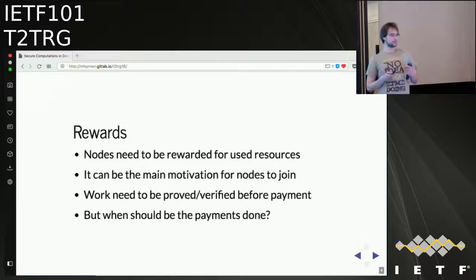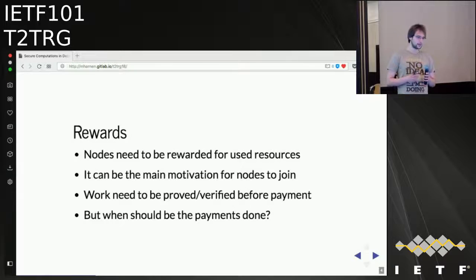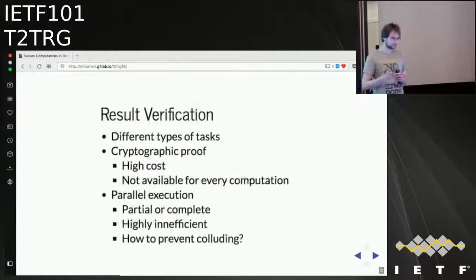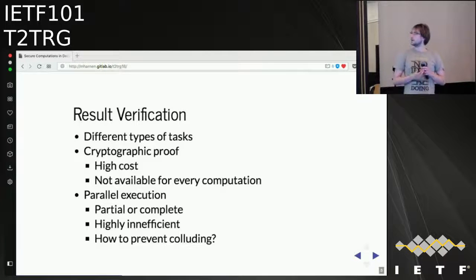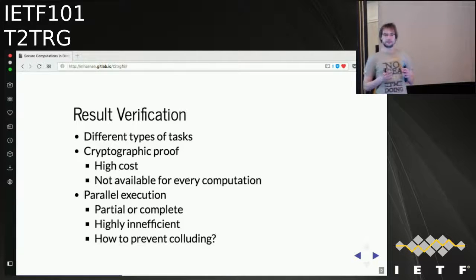And there's also this problem of when the payment should be done, because if I'm a requesting node, I don't want to pay in advance, because then the execution platform can just take the money and walk away. And the same applies to the execution node. So you don't want to run an execution before being paid, because then again, you send back the results, and the guy can just walk away without paying. So the result verification is also a very crucial part of the system.